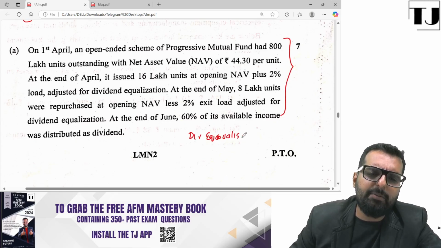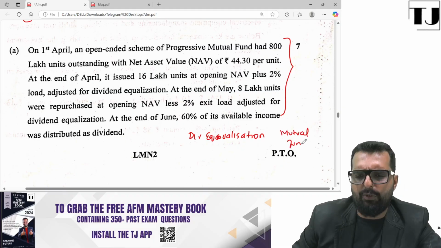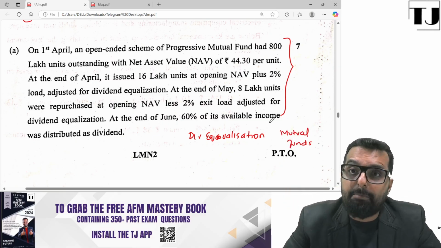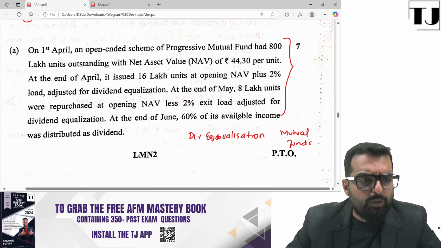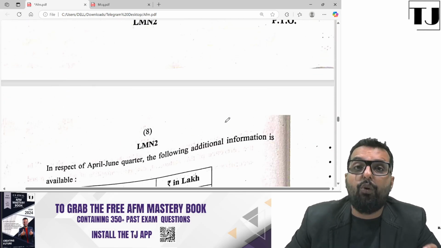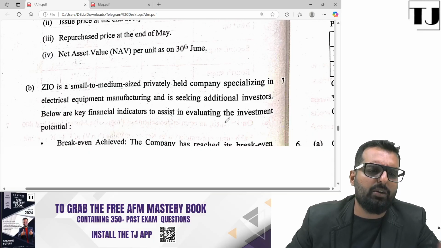Exactly the same question, friends, in the chapter of mutual funds. Those of you who have done this question in my class, I had given a beautiful chart explaining the complete logic for everyone. So those of you who have done this in my class, you will easily get full 7 out of 7 for this particular question.